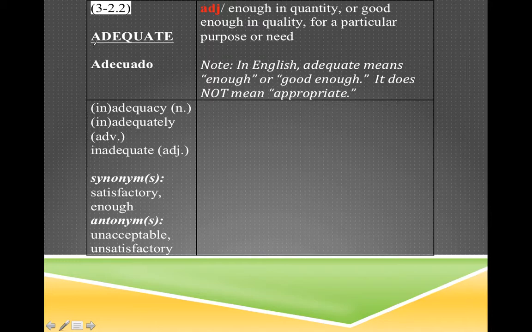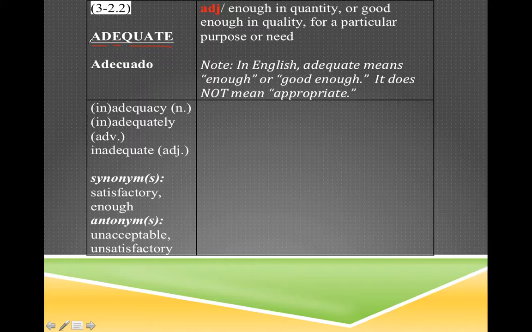Adequate. How many syllables in adequate? We got 3 syllables in adequate. Adequate. Once more, adequate. Pronounce with me. Okay, let's go together. Adequate. Adequate. Now your turn. By yourself. Got it? Good. That's great.